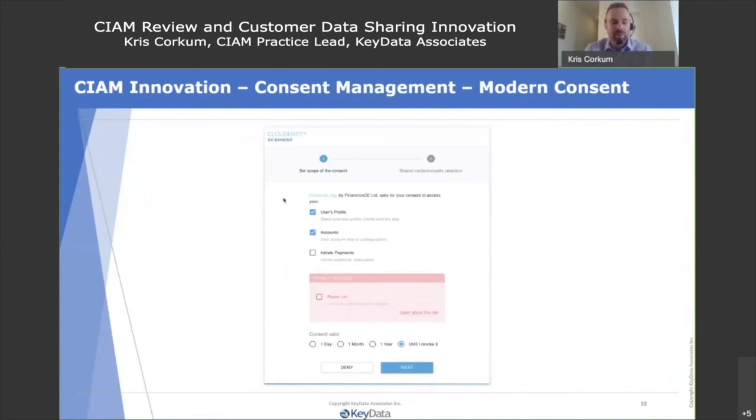So I wanted to flash this up. This is what I would call a more modern consent screen offered by one of our partners here today, Cloud Entity. This provides a clear picture of what is actually being requested. It gives the user clarity and choice about what they want to allow and what they don't. It also gives them a notification about a potential privacy issue for them to consider. And finally, it allows users to specify a validity period for the consent.